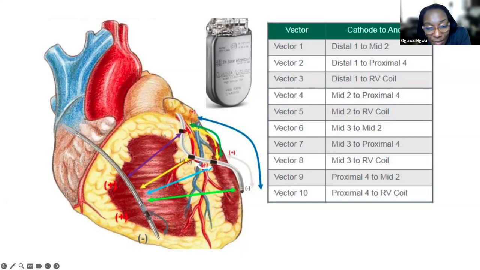Sometimes you just have to take what you get. And oftentimes the patient would actually be okay if your LV threshold stays low. So that's a good point.